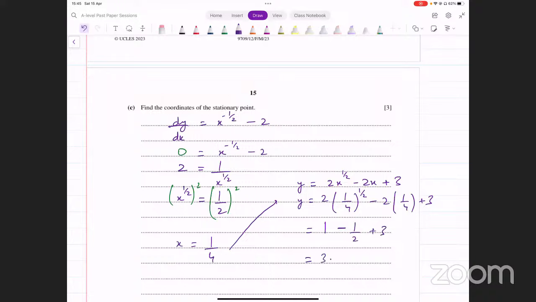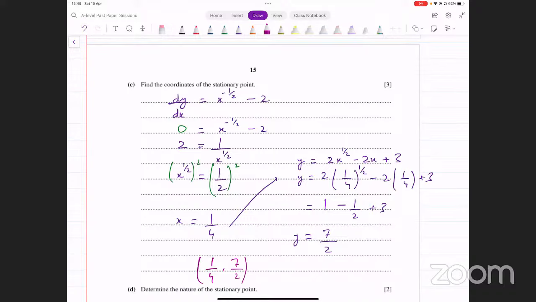Let's just write 7 over 2. This is the value of y that we're getting. ठीक है, तो stationary point क्या हो जाएगा फिर, वो आप यहाँ पे लिखते हैं कि the point is 1 over 4 and 7 over 2. These are the coordinates of the stationary point that we were looking for.